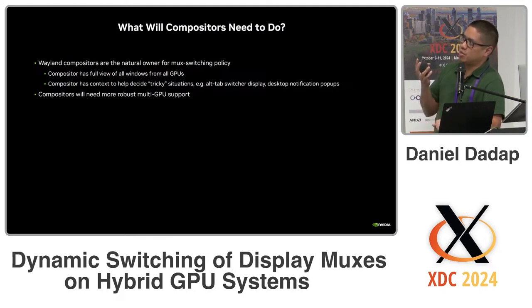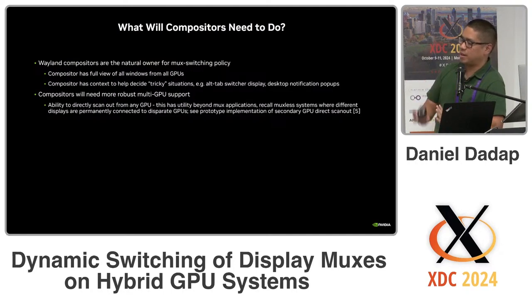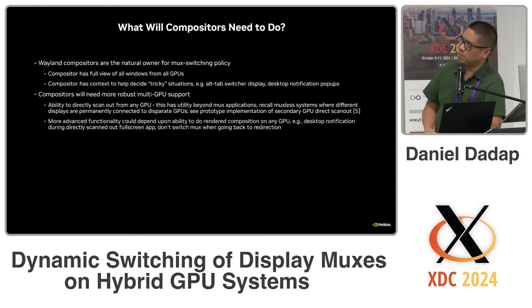But in order to do this, we need more robust multi-GPU support from compositors. There's a couple of things that stand out right away, and the first big one is that the compositors are going to need to be able to directly scan out from any GPU on a multi-GPU setup. And this is actually useful even if you don't have a mux, and if you're not planning on doing mux switching at all. If you remember the muxless system where we have different panels being driven by different GPUs, you're going to want to do this anyway. And there's a link later for a prototype implementation of that.